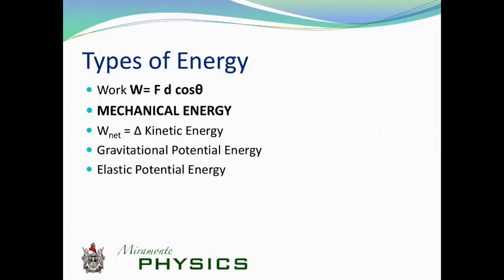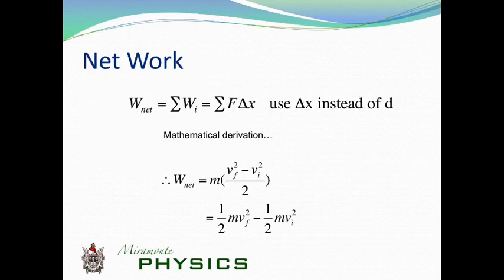Okay, moving on. Energy. We're going to be talking about some different types of energy. Work we've defined as F D cosine theta. It has energy units of joules. Then we're going to get into mechanical energy, specifically kinetic energy, gravitational potential energy, and elastic potential energy. We're going to start with kinetic energy.